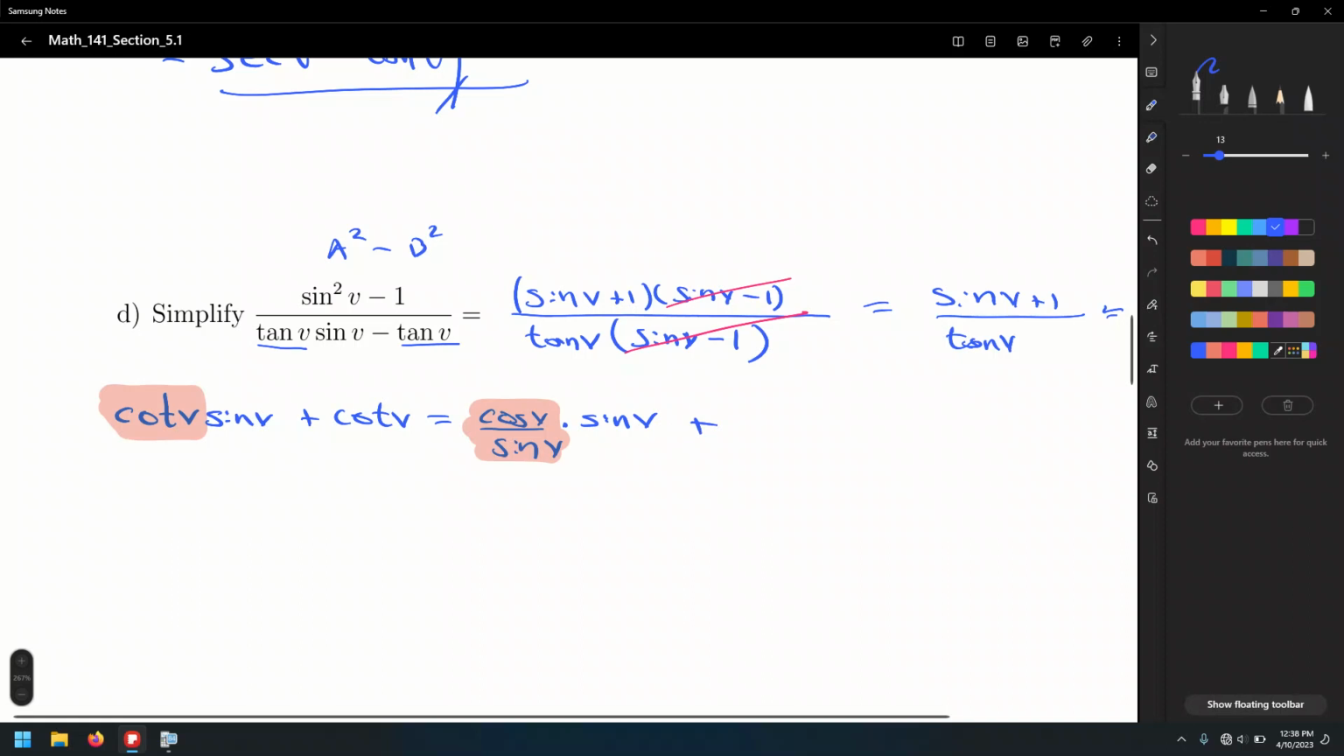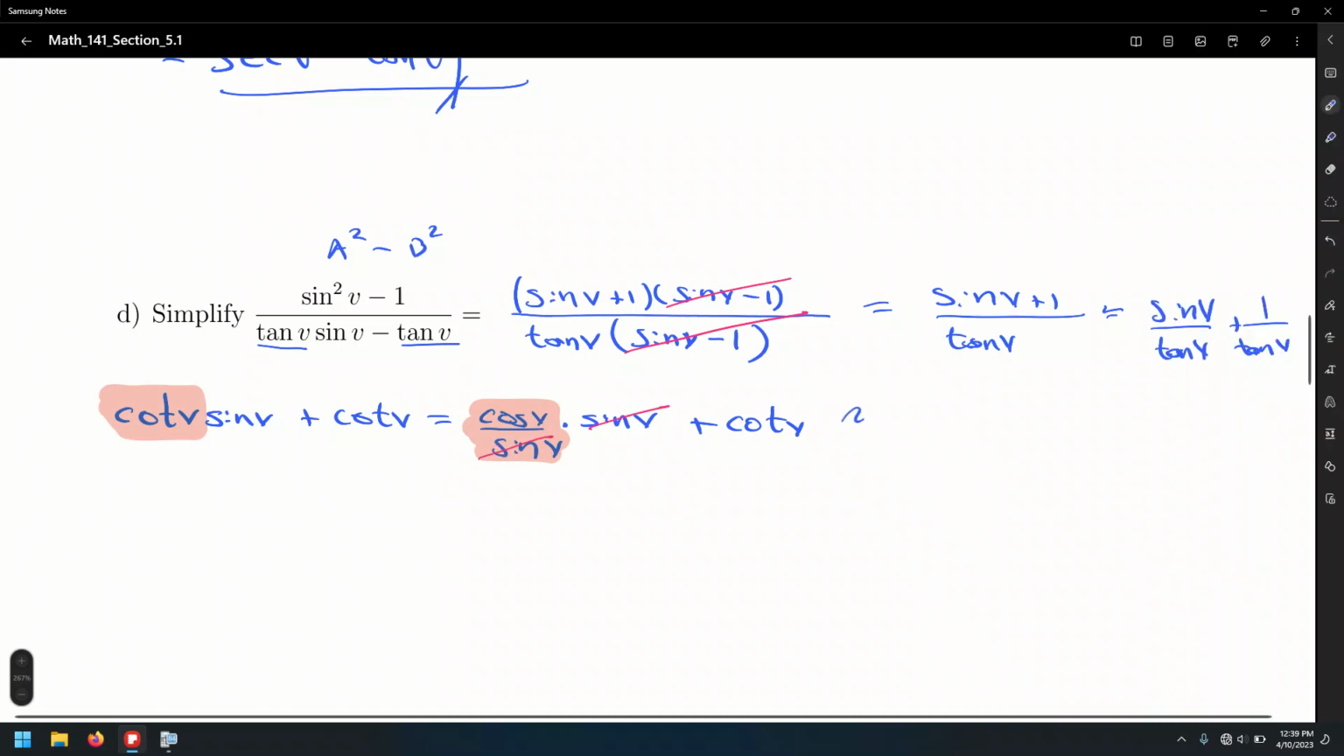And this is simply, I'm going to leave this one as simply cotangent, because even if we rewrite that cotangent as a cosine over sine, that's not going to reduce anything at all. However, it can reduce these two sines, and that's going to be cosine v plus cotangent v. And that's the final answer for this one. Let's see if we can do anything else. No, I don't think we can do anything else.